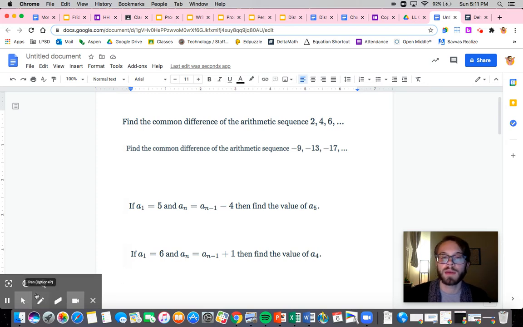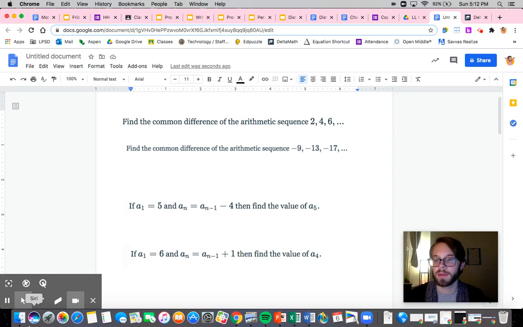Ultimately, what we're going to start with is finding the common difference between terms of an arithmetic sequence. As a reminder, a sequence is just any list of things. In this particular case, it's a list of numbers, and they're in order, right? The big component of a sequence is that there has to be an order to it. The order does matter in these.